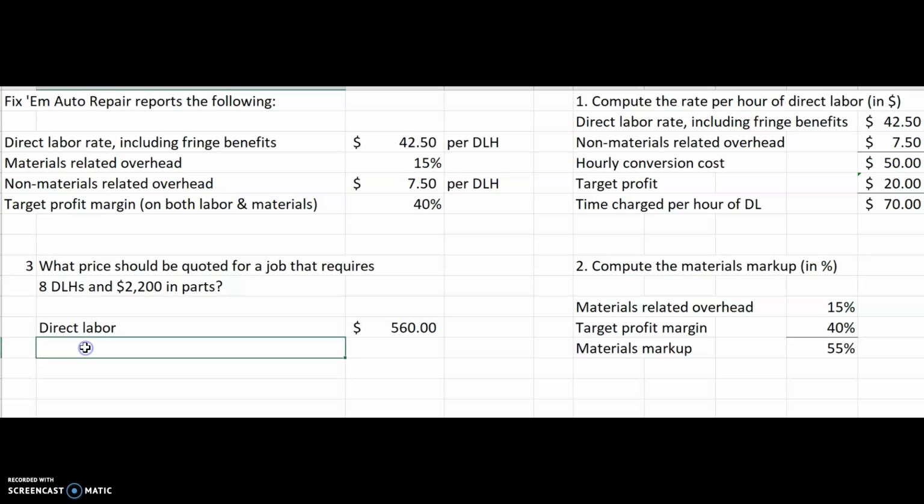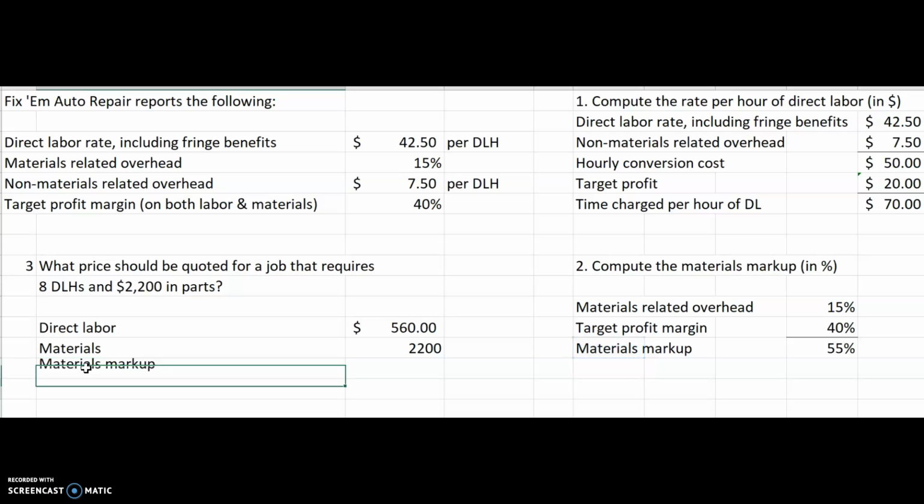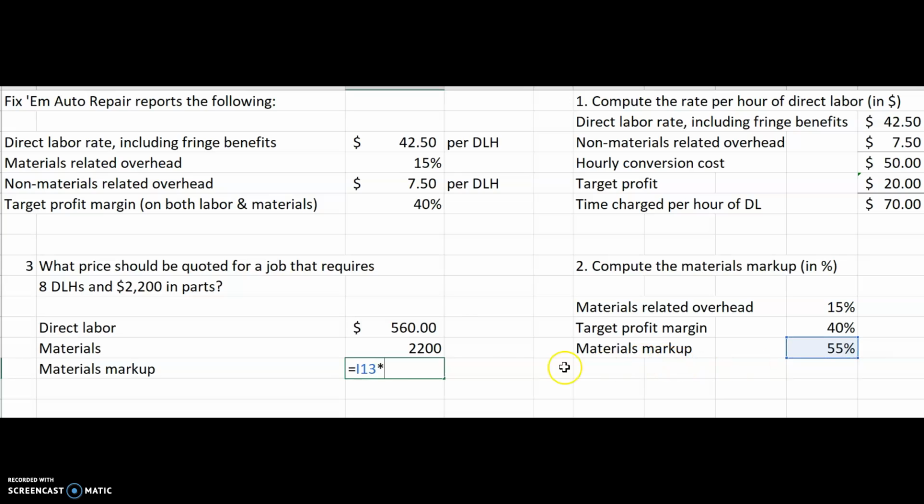And then for the materials, we need to pass on the cost of the materials, $2,200, and then we need to add on our materials markup. So our materials markup is going to be 55% times that $2,200.